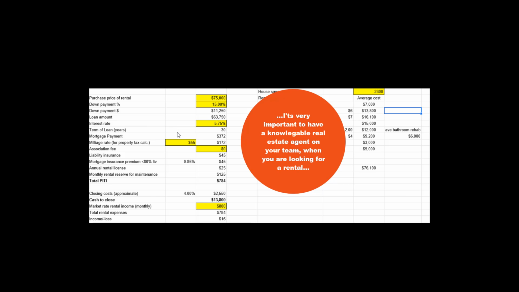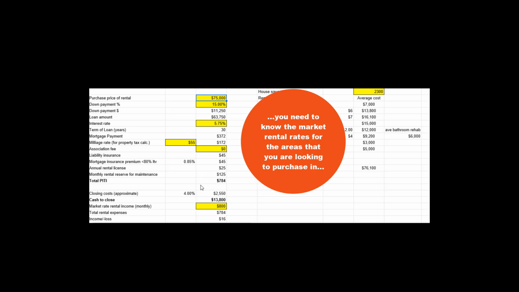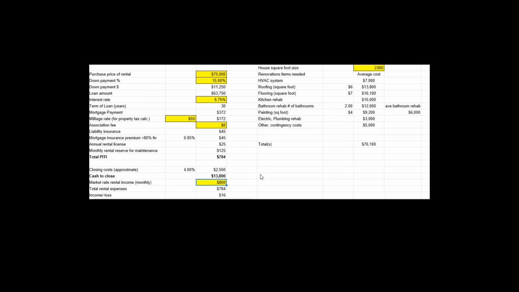If you're new to investment real estate, here's some things you need to know. So we'll jump right into it. Let's say you want to purchase a rental property. There's a bunch of things you need to know. Even before the price, you have to look at number one, what is the market rate rental income? So what can you charge for that property? You want to do that research first.